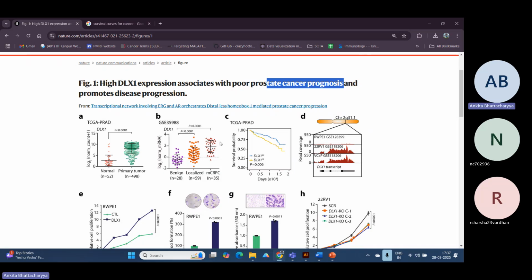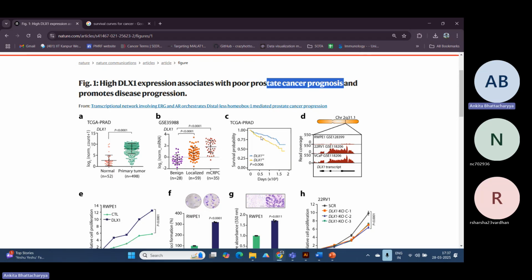Same statistics can be checked in different stages of cancer. In a benign, localized versus metastatic disease, you can see that the gene expression increases, which further helps you explain your story to other individuals that this gene is associated with disease progression.